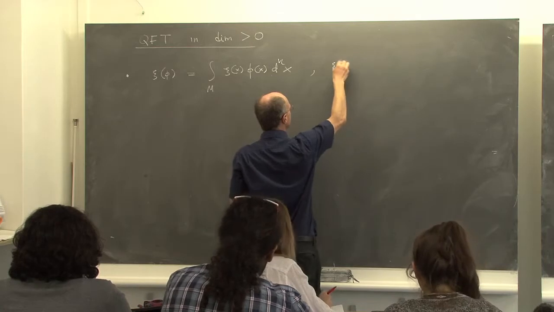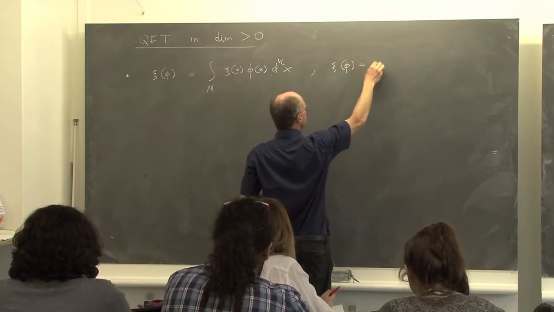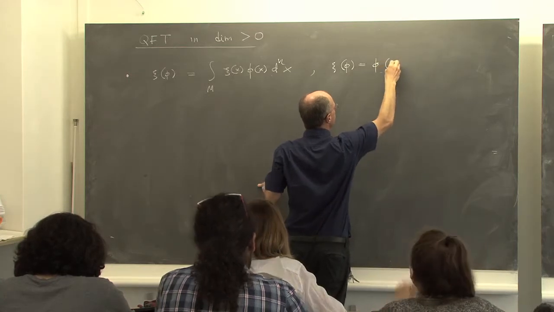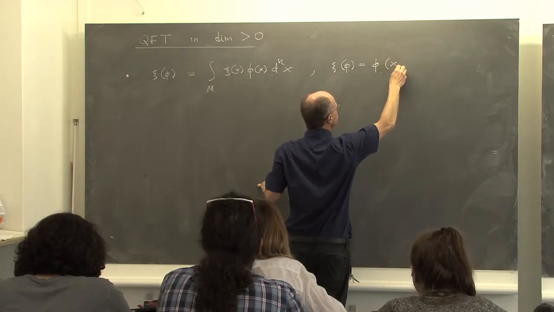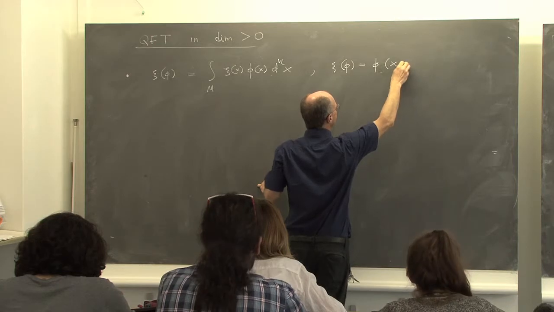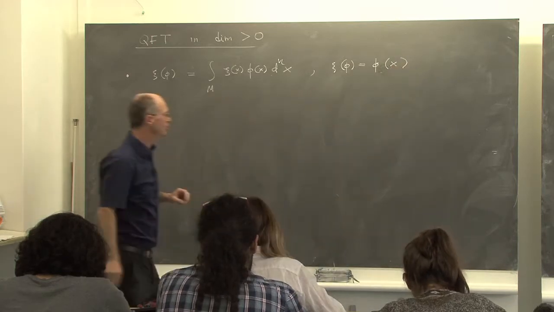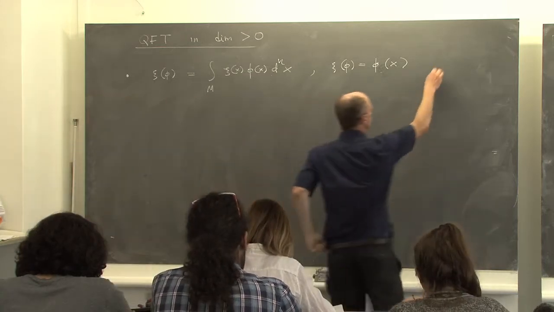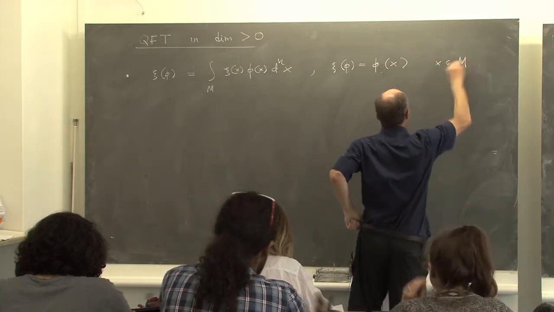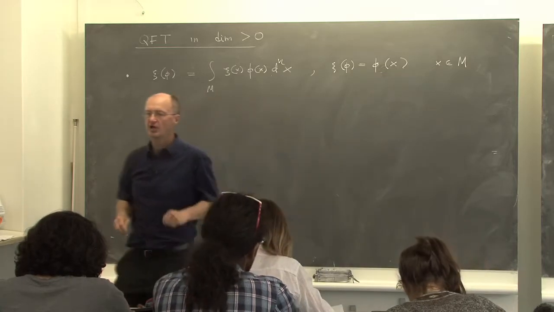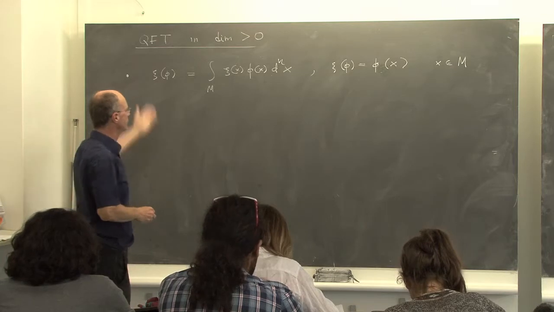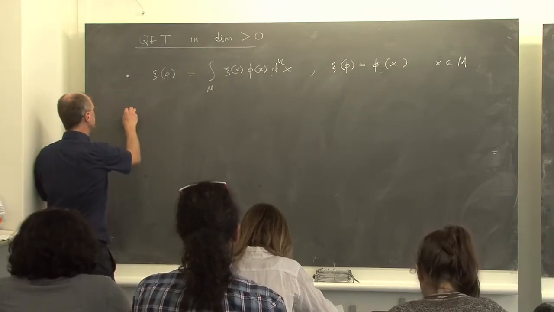Another type of linear form which will be interesting for us requires more smoothness of phi: we just choose some point x in M, and we take the value of phi at that point. So that's an easy thing.